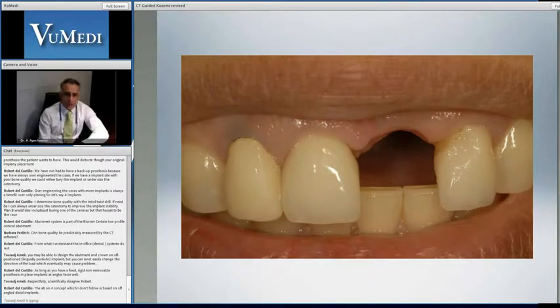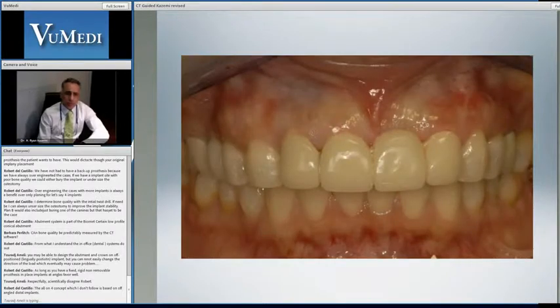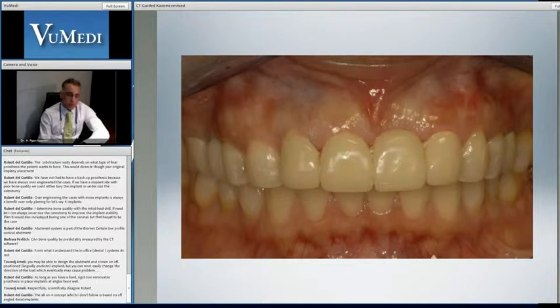Let's look at a case. Here's a patient with tooth number 9 that was extracted, and she was using a removable flipper at the time when we saw her. The first thing that was done, the prosthodontist provisionalized her. Teeth number 8 and 10 had existing crowns that were defective and needed to be replaced regardless.